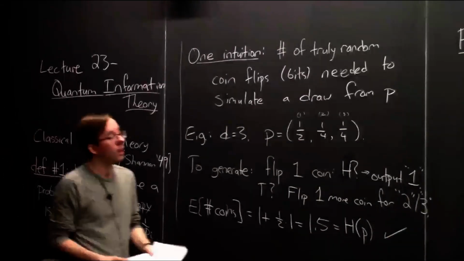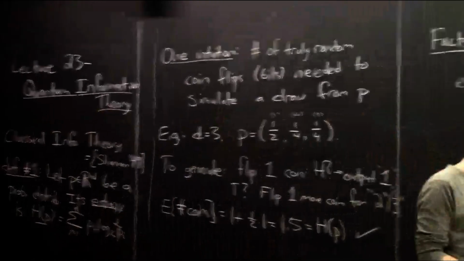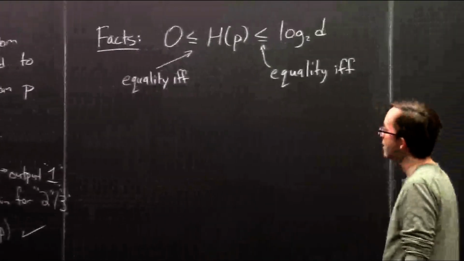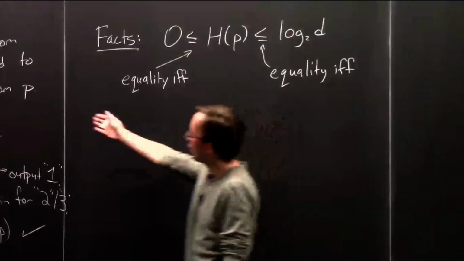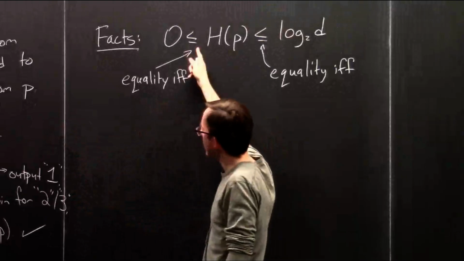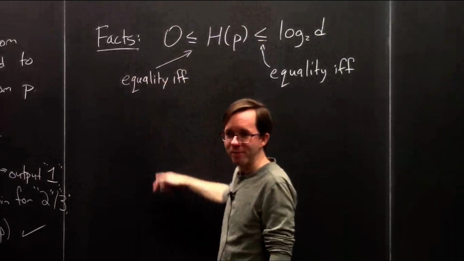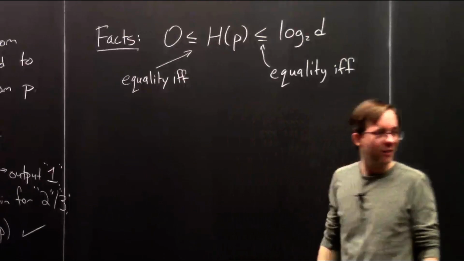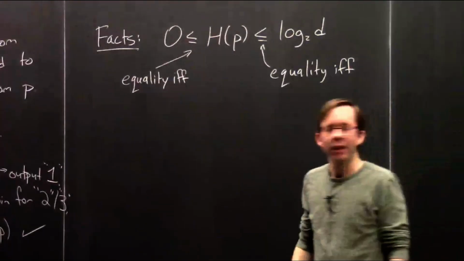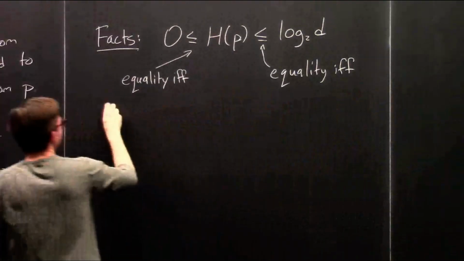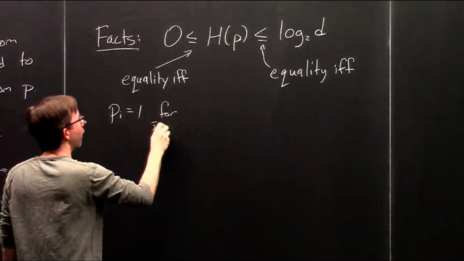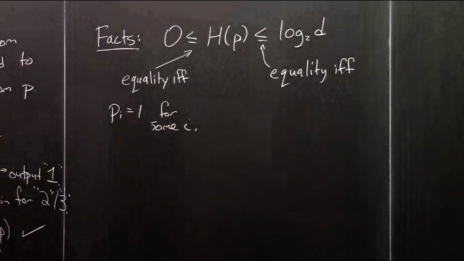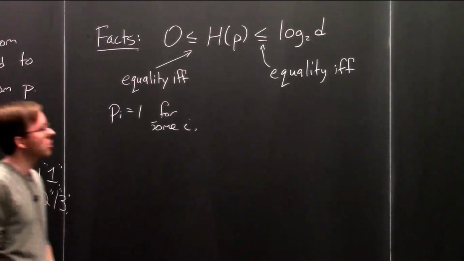OK, so a couple more basic facts about entropy. It's a number, and it's always non-negative. And so it's kind of clear based on this. And when is it equal to 0? Somebody probably can tell me. Yes? When you just have 1, 0, 0, 0. Yeah, if P is deterministic. So if p_i equals 1 for some i, and so the draw from P just always outputs i, so you don't need any coins to generate that. It's kind of a pure probability distribution.